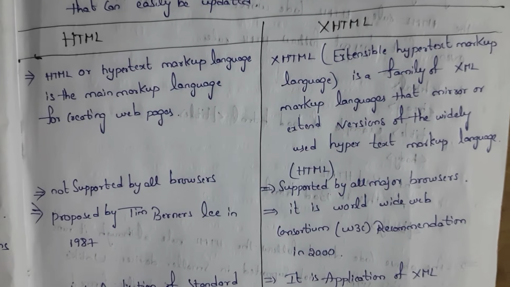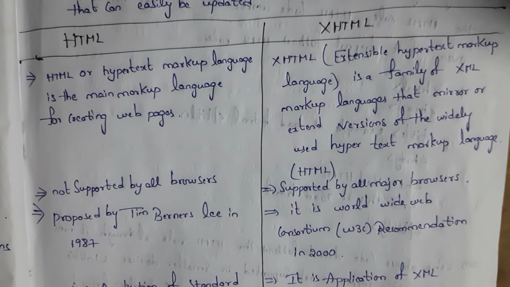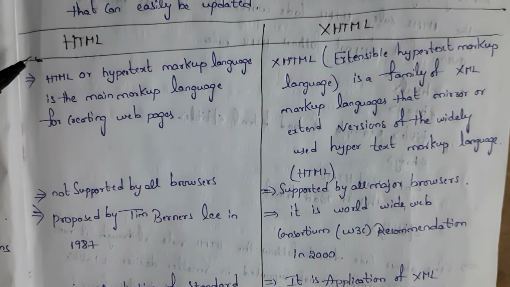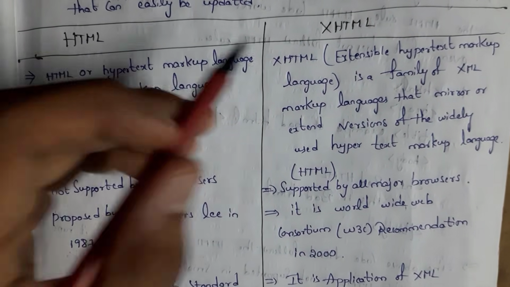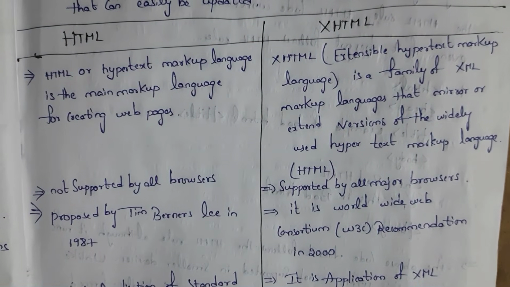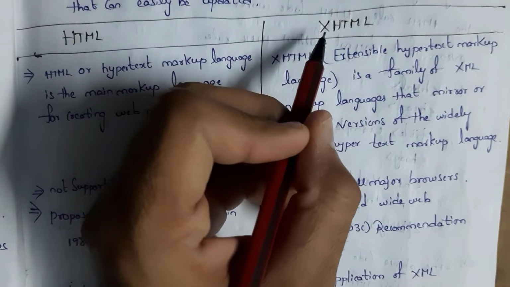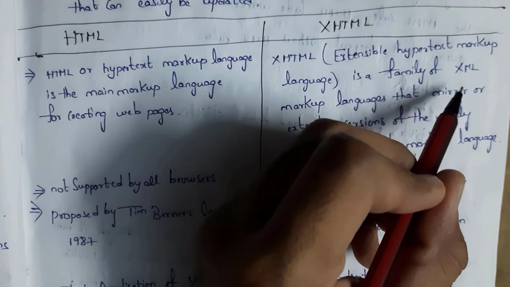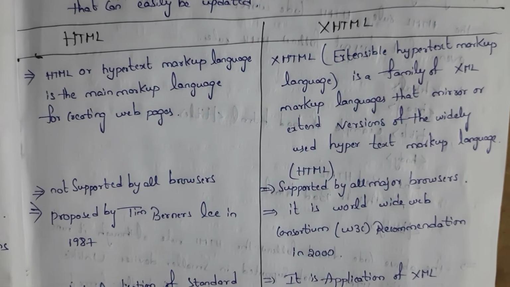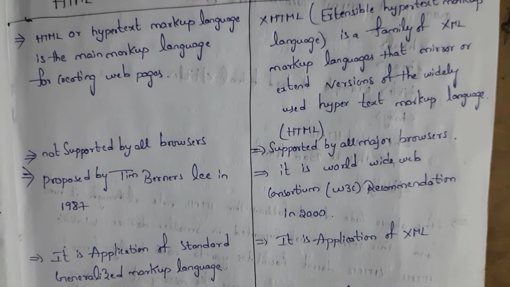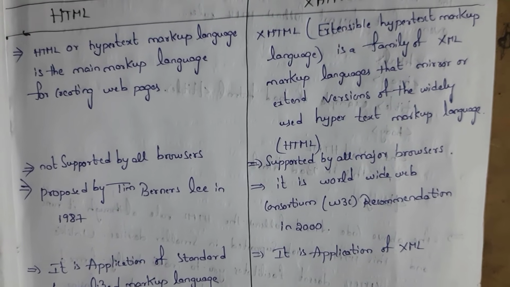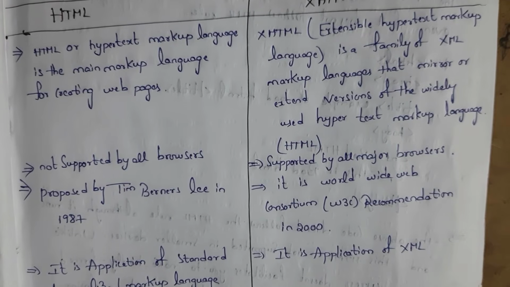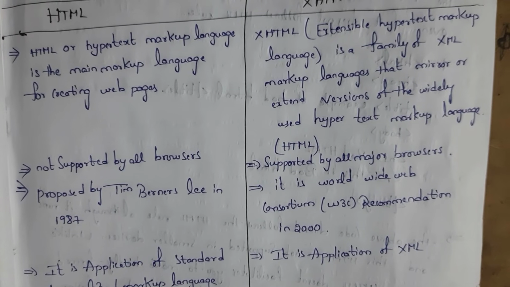I will explain the difference between HTML and XHTML. HTML stands for Hypertext Markup Language and it is used to create web pages, whereas XHTML stands for Extensible Hypertext Markup Language. It is a family of XML. This XHTML is a family of XML, not HTML, and it is an extension to HTML. HTML is not supported by all browsers, but XHTML is supported by all browsers, for example, Internet Explorer, Google Chrome, Firefox.